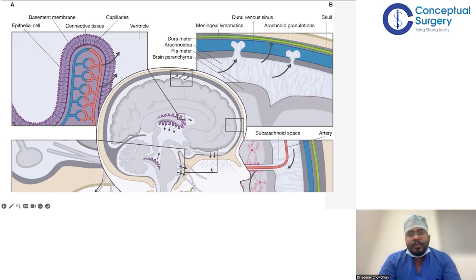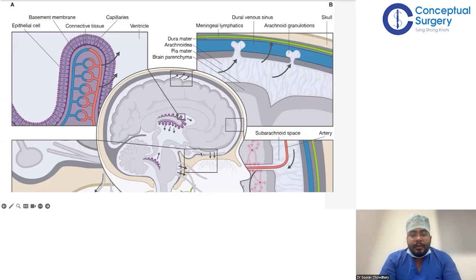The nasal mucosa has a rich blood supply. So the CSF generally drains through the nasal mucosa, gets absorbed into the blood supply, and then is drained into the deep cervical lymph nodes.